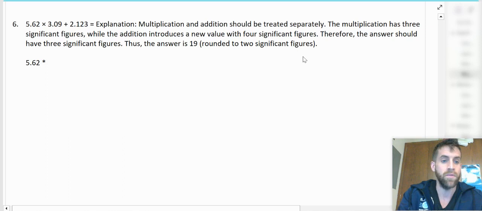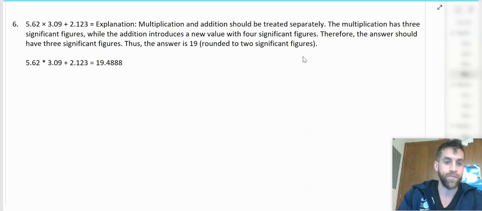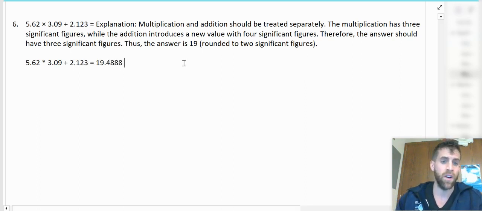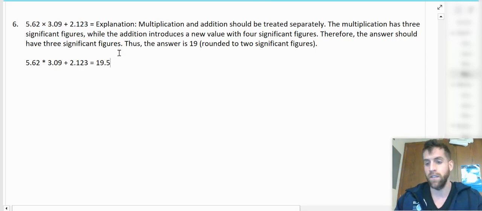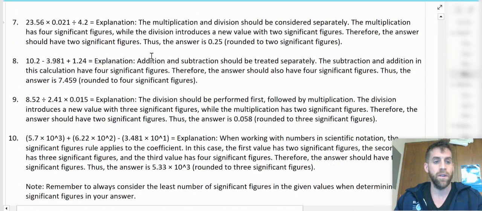5.62 times 3.09. Our order of operations states that this should occur first, and then we are going to add 2.123. We get 19.48. Well, indeed, this is incorrect. Our multiplication has three significant figures, so that 8 is going to round up that 4 to a 5. Okay, so it was 4, 8, and we needed only three significant figures. That 9.4 is three significant figures. So 19.5 because we round up that 8. Okay, nice. Number 7.